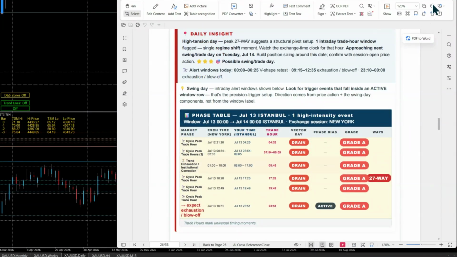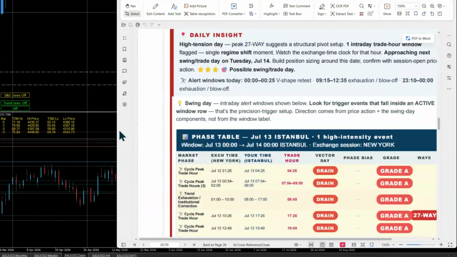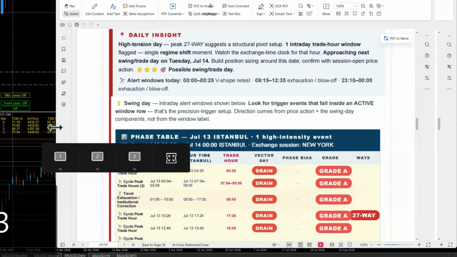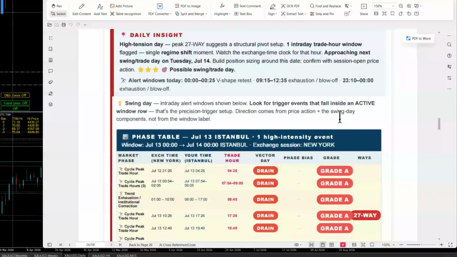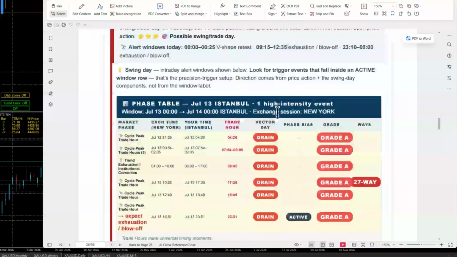So we already know that it's a drain day. Shall I make it a little bit bigger for you? All right, and let me just widen this up. All right, so it's a drain day, and I've got alert windows here. So these are going to be like exhaustion blow off. Now that's a nice time period to look for a sell, between 9:15 and 12:35. We can check that out later when we look at some hours. But today, let's just look at how to set up with days. So Monday, it's a drain day.